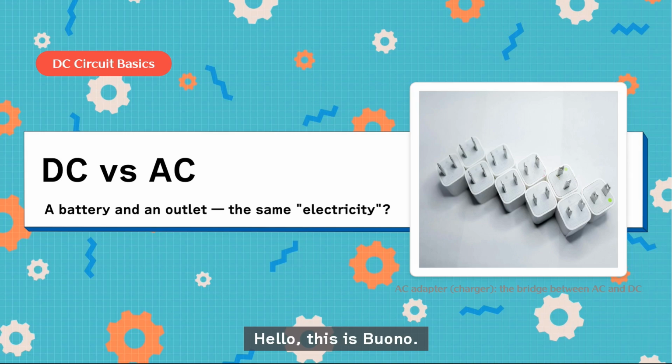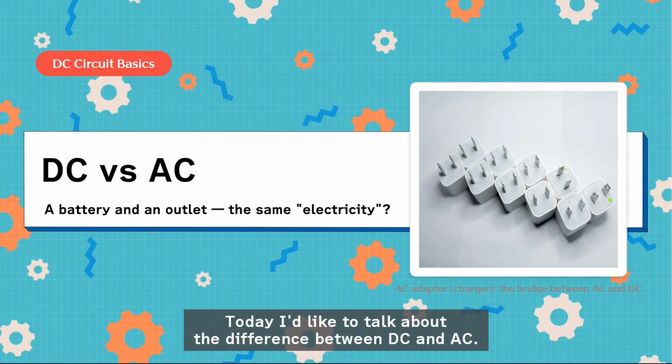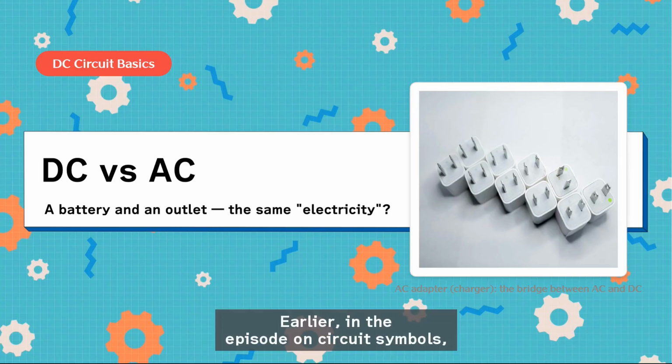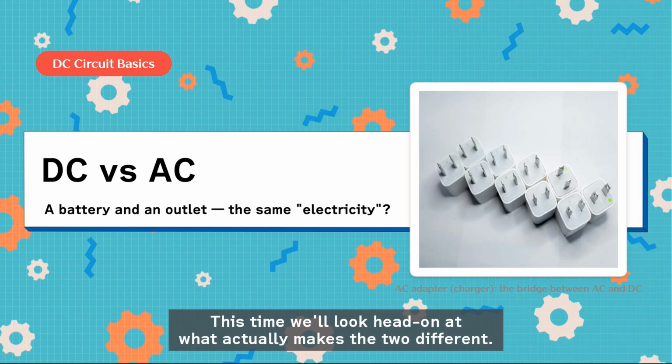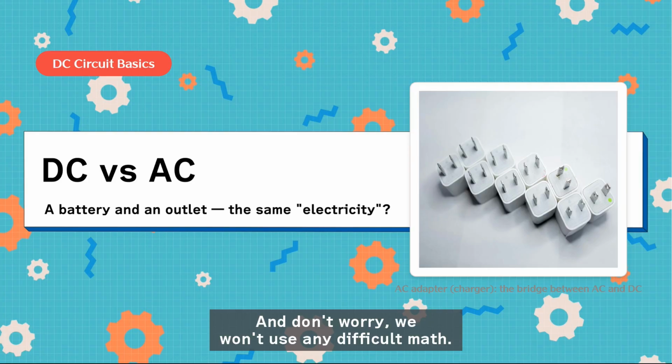Hello, this is Buono. Today I'd like to talk about the difference between DC and AC. Earlier in the episode on circuit symbols, the words DC and AC came up as names only. This time we'll look head on at what actually makes the two different. And don't worry, we won't use any difficult math.